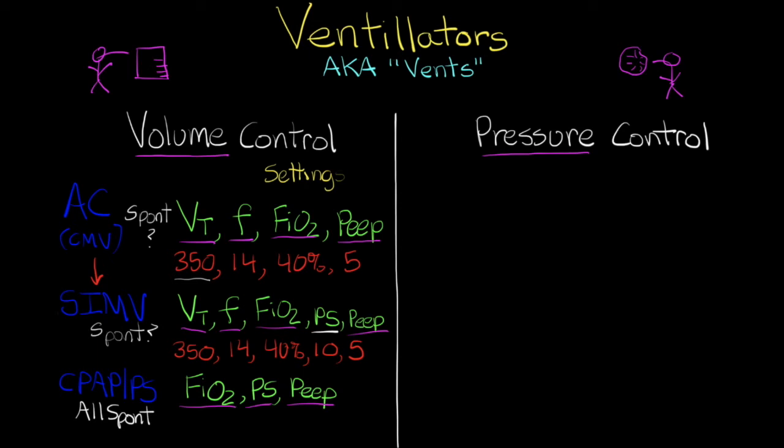So for this here, let's go ahead and put down another set of settings for this particular patient. So let's say that we have an FiO2, again, of 40%. In this case, we're going to say that we have a pressure support of 5 and a PEEP, again, of 5. And the reason I did the settings this way is because I wanted to hit on one point here.